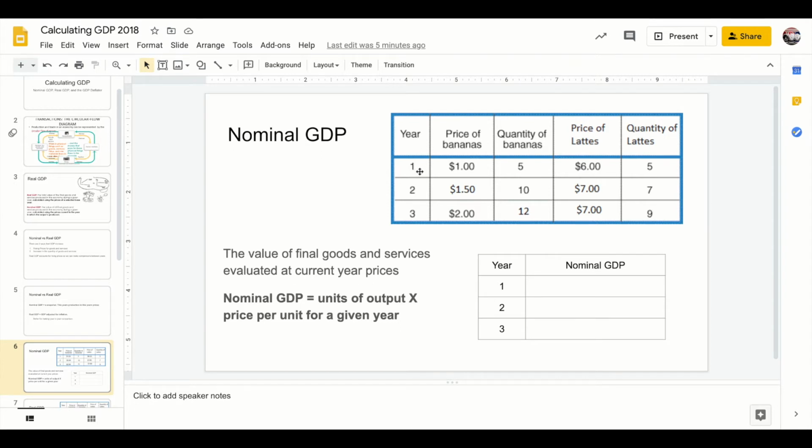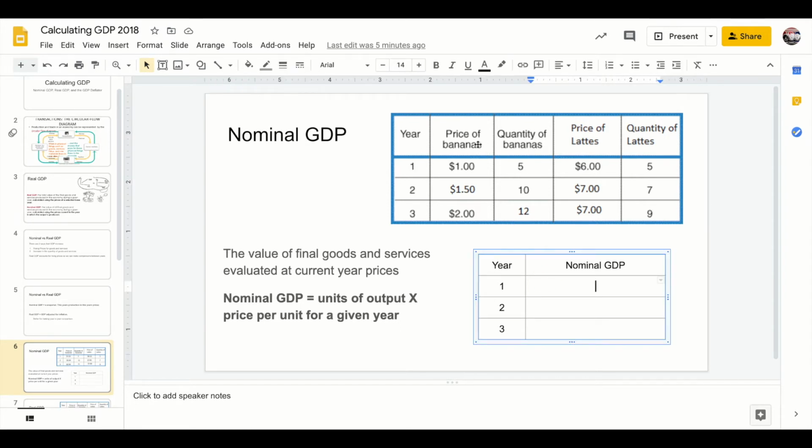For year one, to calculate GDP, we take our price of bananas. It cost $1 to buy a banana in year one. We had 5 bananas sold in year one, so we made $5 off bananas, plus $6, which is what a latte cost in year one. We sold 5 of them. 5 times 6 is 30, so plus the $30 we made off lattes. That comes out to a nominal GDP of $35 for year one.